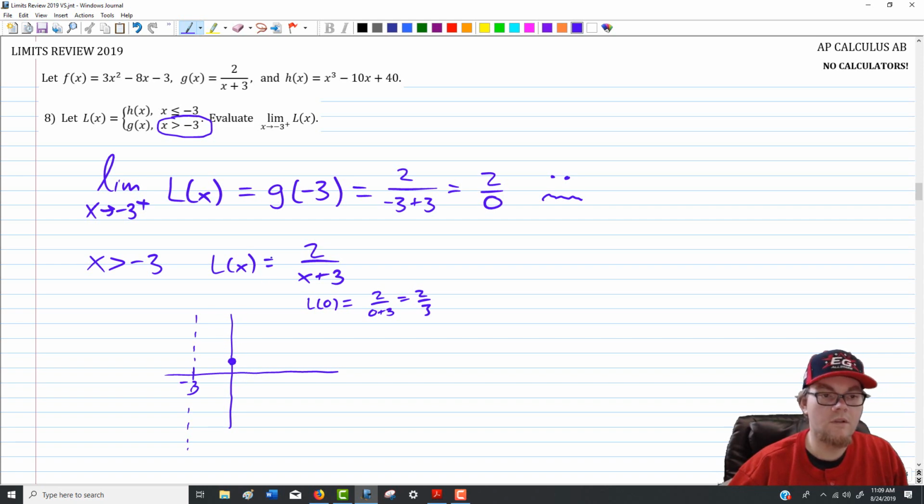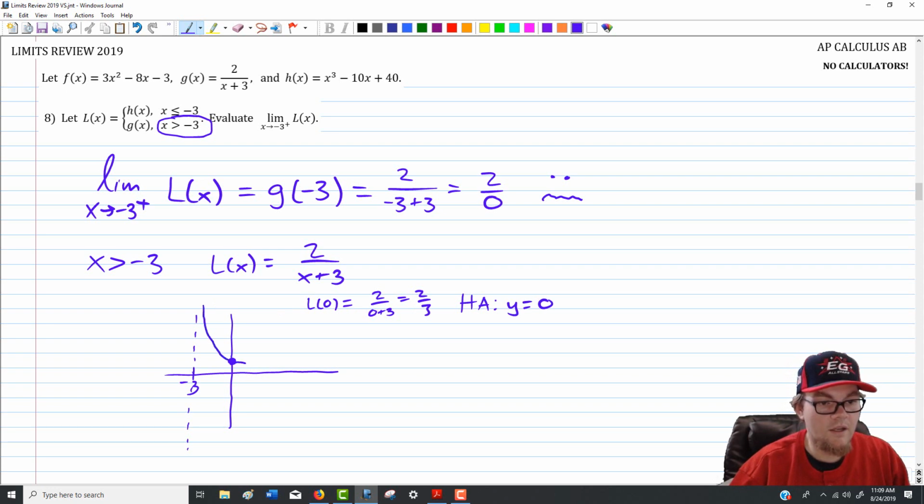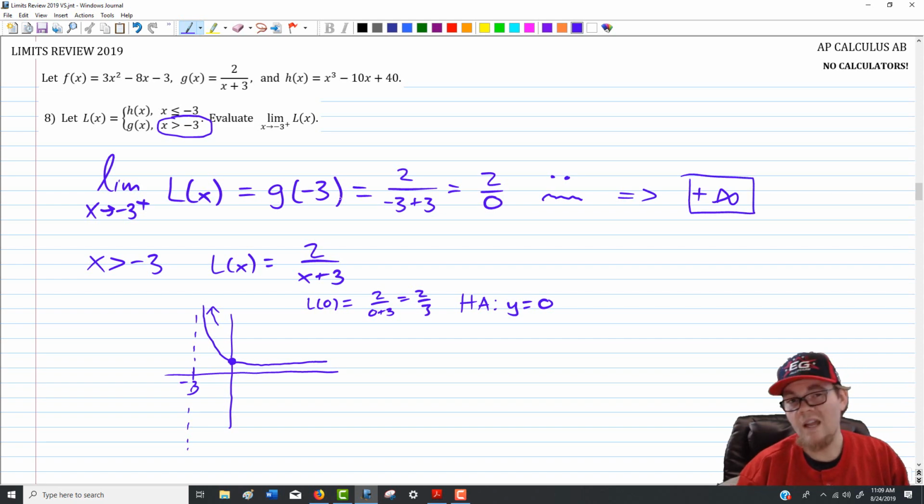So I'm in the upper quadrant. Based on the look of this, we can see that there's a horizontal asymptote at y equals 0. So if we hug the asymptotes, we're going to get right here. And what that tells me is as we approach negative 3 from the right side, we're actually going to get positive infinity.